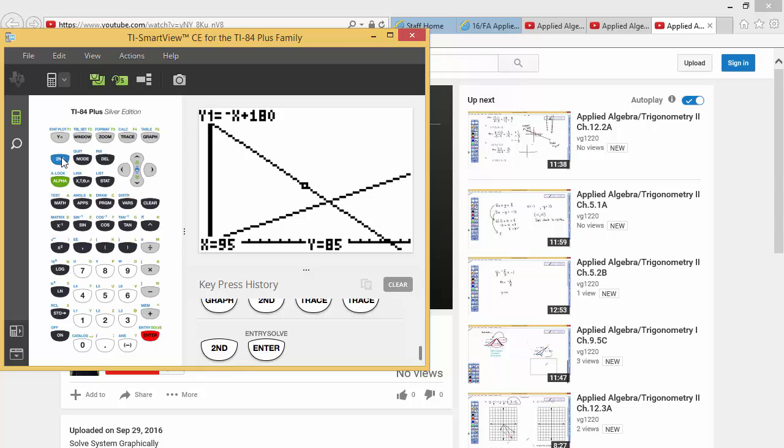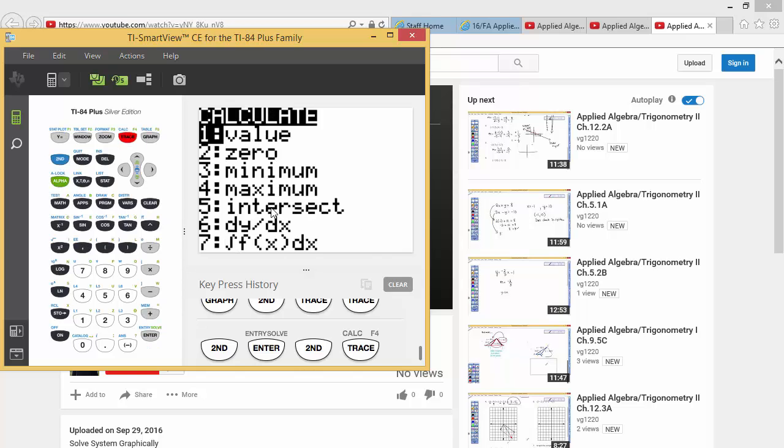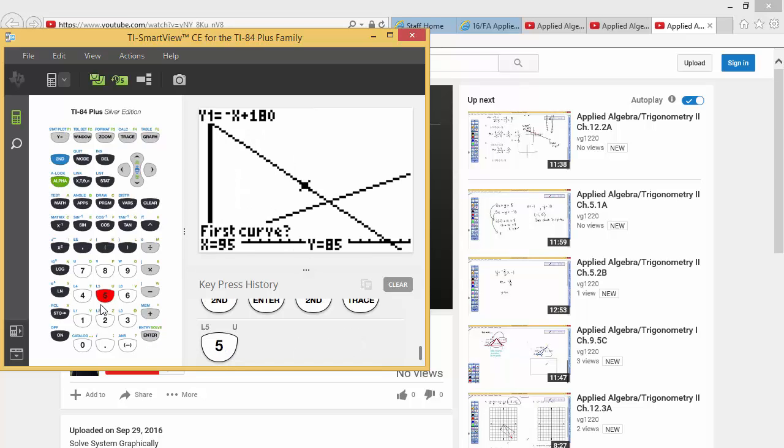It says where's the first curve? Here's enter. It says where's the second curve? Here's enter. It says guess. Here's enter again. So it's enter, enter, enter. The two angles are 119 degrees and 61 degrees.